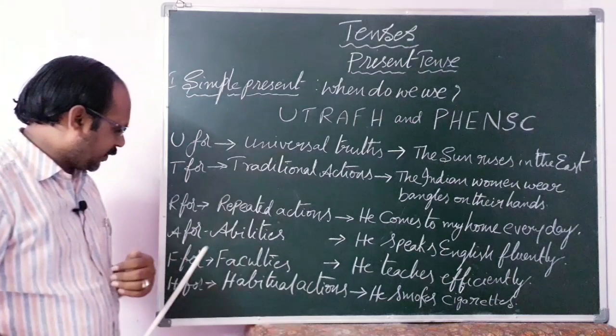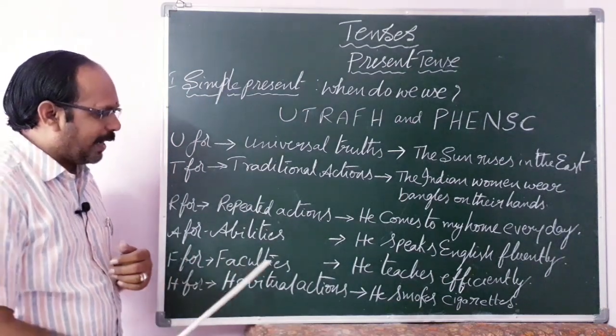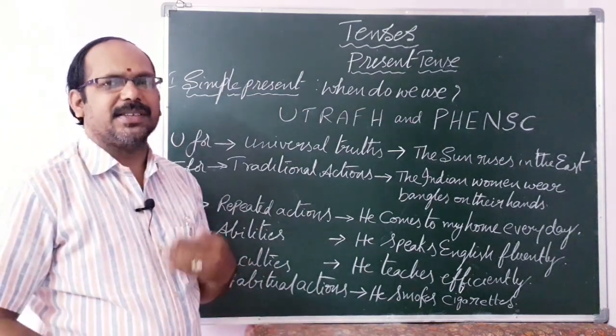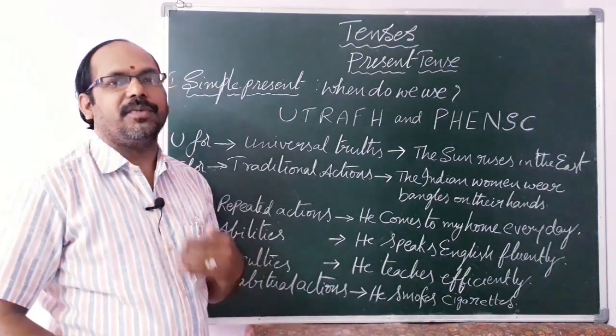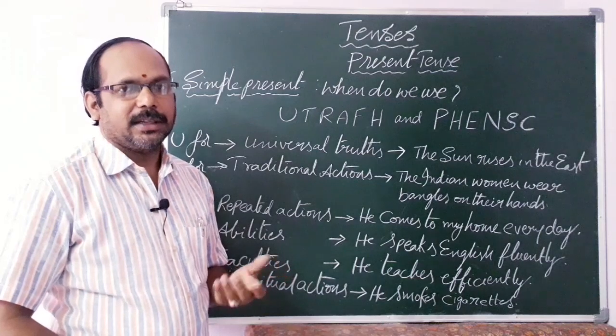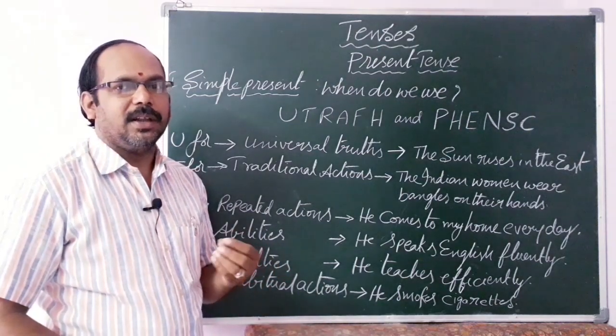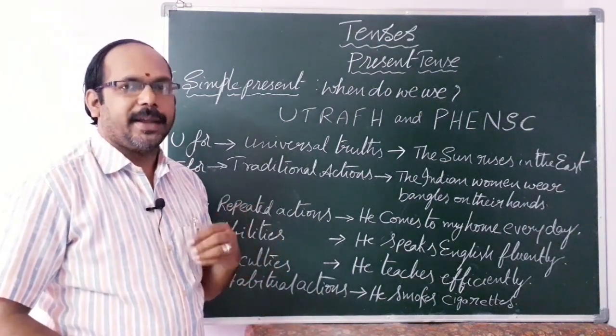And next one is F for faculties. F for faculties, that means a skill. He teaches efficiently. He has a skill of teaching. He can do anything. That means skill. The person who has a skill, we can express that skill in that tense.